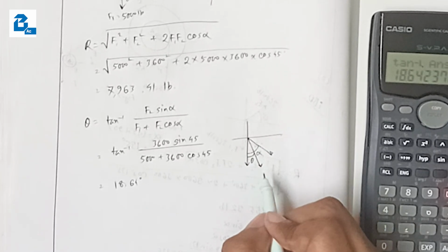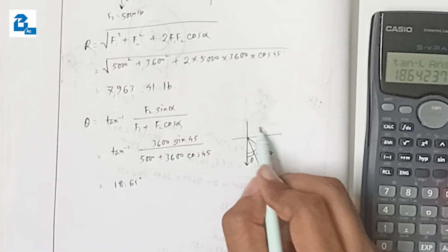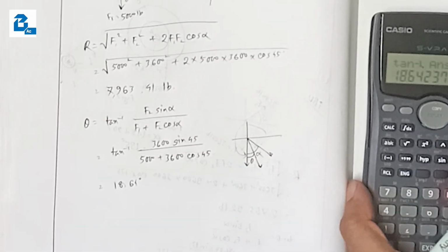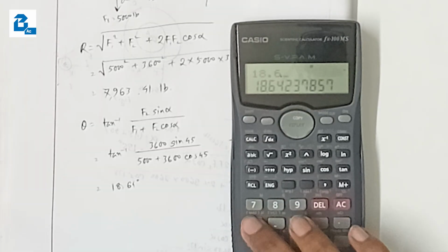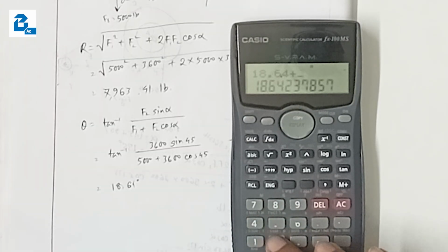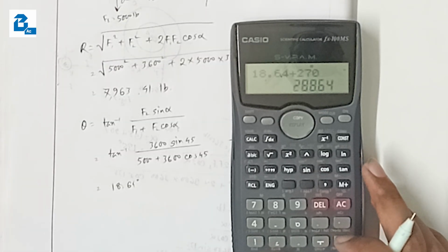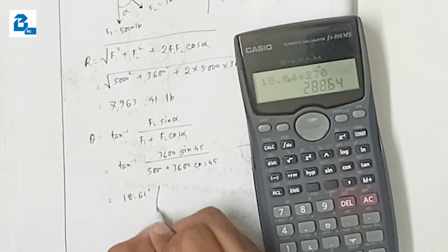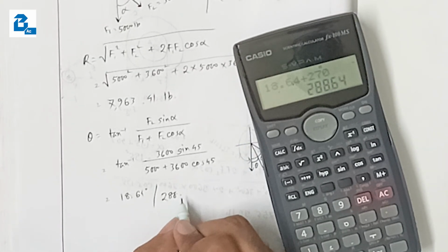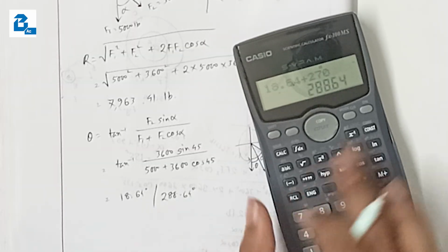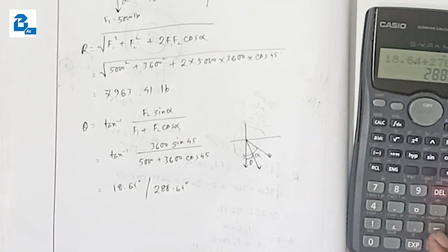So if we calculate it from the first quadrant, then we get 18.64 plus 270 degree. We get 288.64 degree. So that's it for this math.